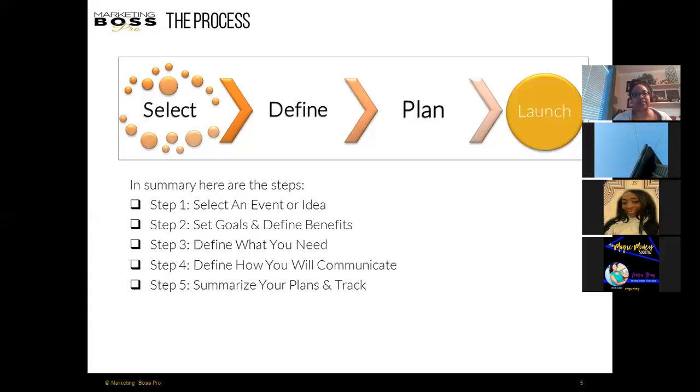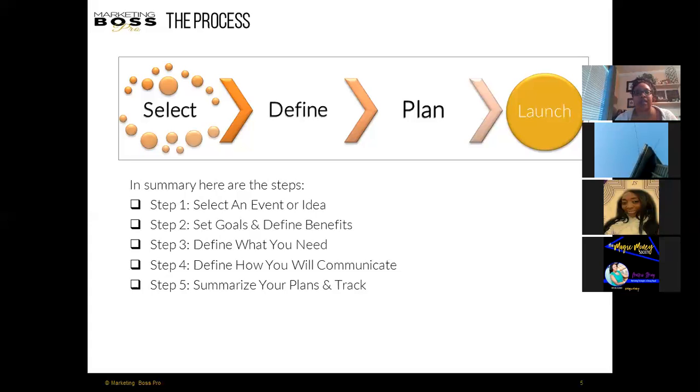So select an event, select an idea, and then from there, we're going to go to defining the particulars about the event or idea. And so step 2 is really about defining what is it that you want to accomplish? What are your goals? And what are the benefits that a person who is going to participate in your event or your promotion is going to receive? It's really important that you define what the benefits are, right? Because that's how you're going to communicate with people that you are going to invite to your event or you want to participate in your offer.